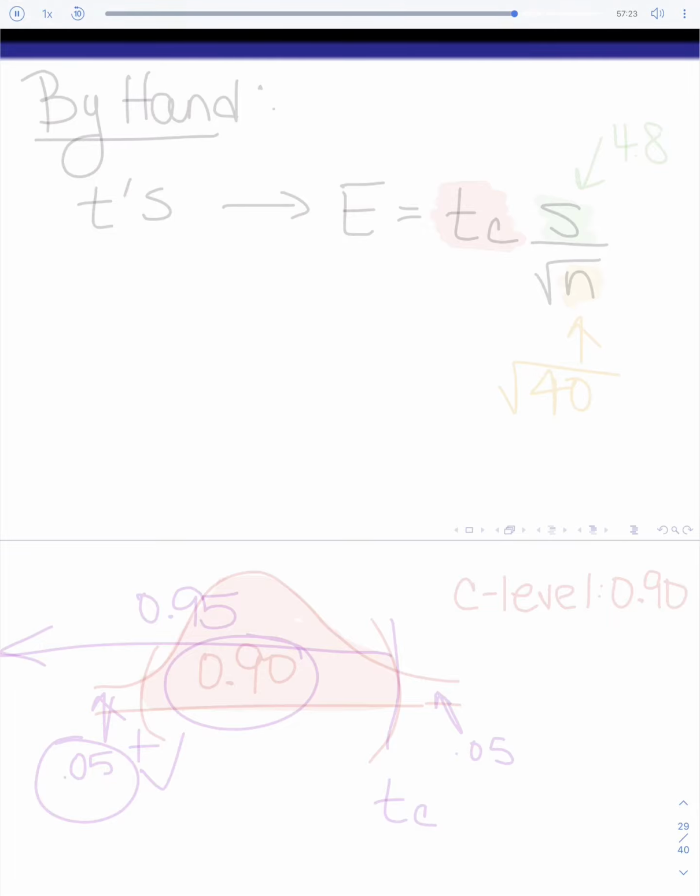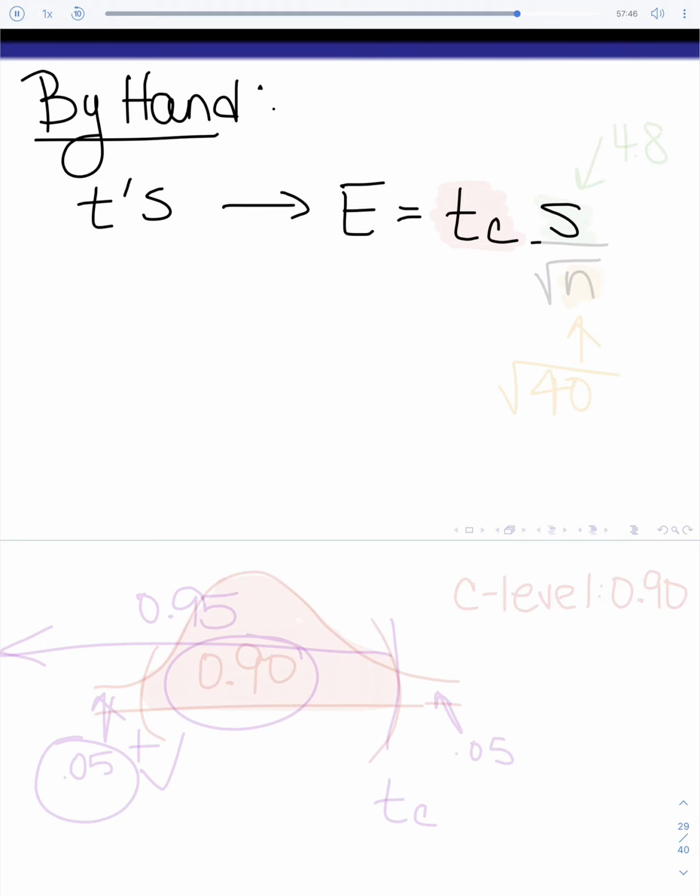So let's talk about how to do these intervals by hand. If we're doing these by hand, we would say again that we're using T's because we do not have sigma. So we'd be starting out with how do we do T's, which is saying, oh, I need to find the margin of error formula, which would be T sub C S over the square root of N.